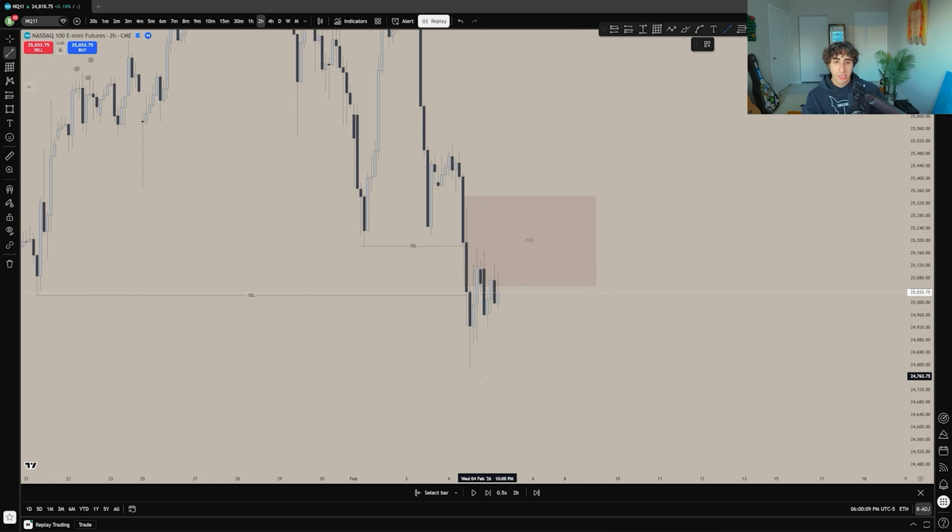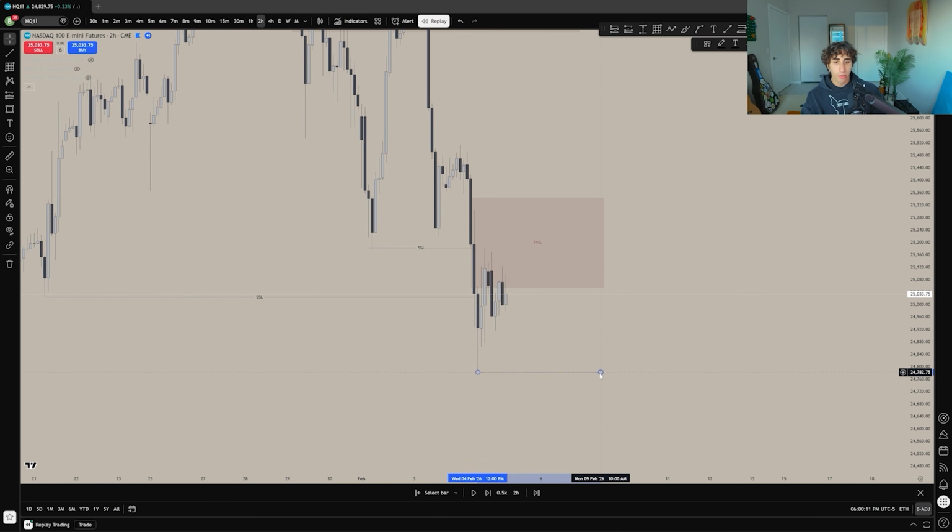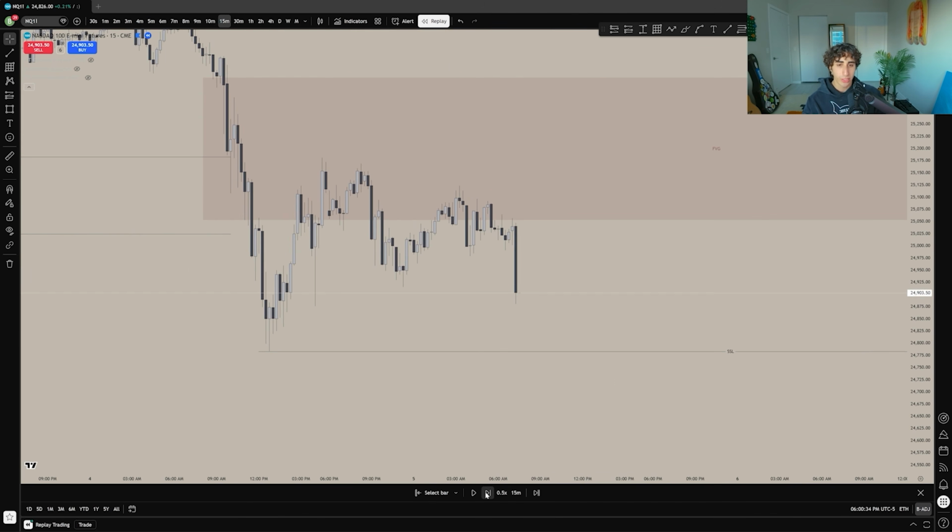And again, we can now just keep marking out these lows here. We have this low right here in the market, and we can mark out this low here, and you can see that just because we are respecting these gaps, the market is now going to deliver to this low.